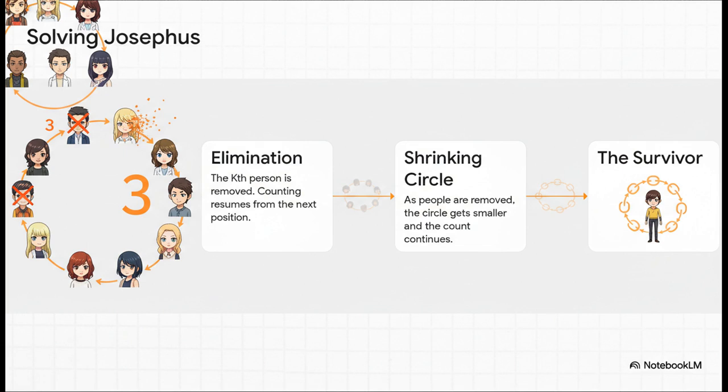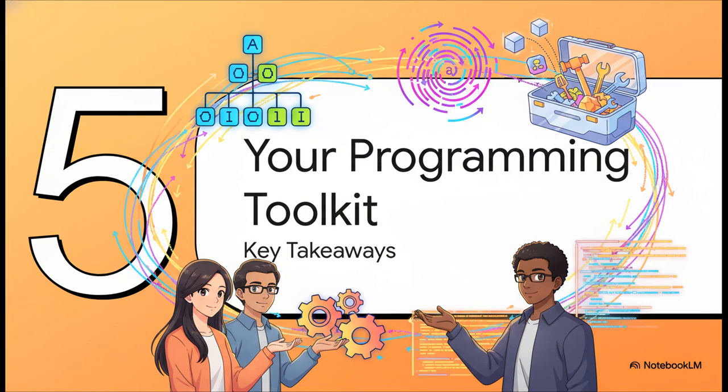This problem is a perfect use case for a special kind of data structure called a circular linked list, where the very last element points right back to the beginning, perfectly mimicking that circle. So, let's take a step back and ramp all this up. We've covered a lot of ground today, but every single concept we've touched on is an essential tool that every programmer, or aspiring programmer, really needs to have in their toolkit.